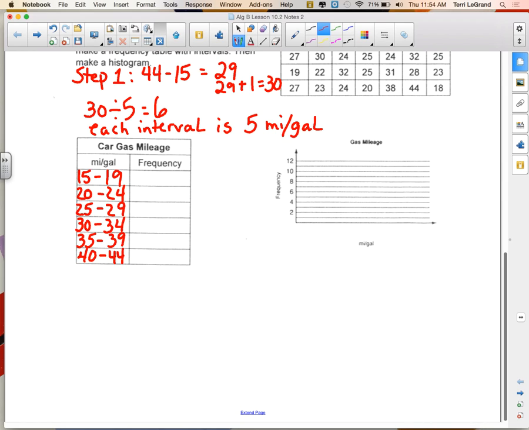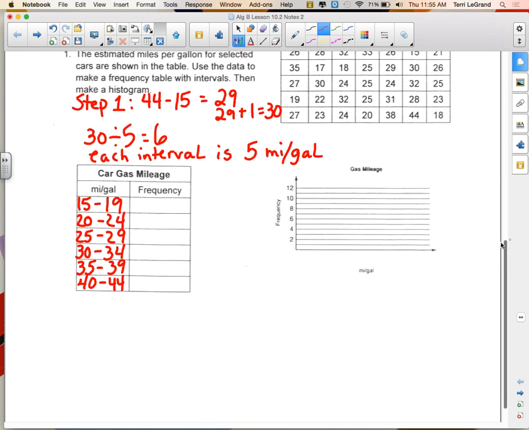Okay, so here are the things you need to look for before you even move on. You've decided your intervals. Would my lowest amount and my highest amount be accounted for? Because everything else in between, of course, will be. 15 is accounted for in the first interval. 44 is accounted for in the last interval. So we're good there. Are all my intervals the same length, the same distance? Yeah, they're all the same distance, so we're good. Now we can start finding the frequency.